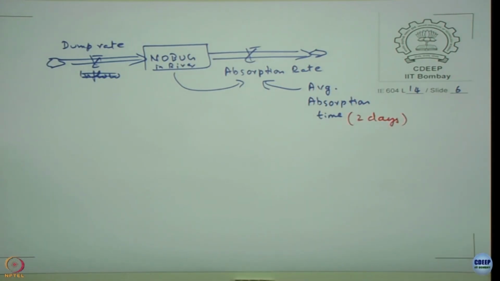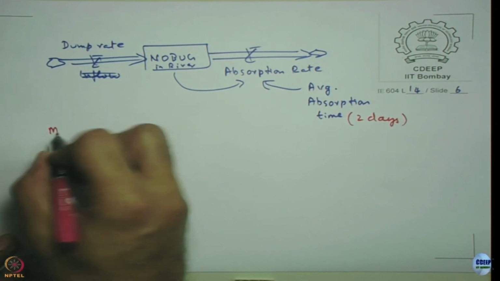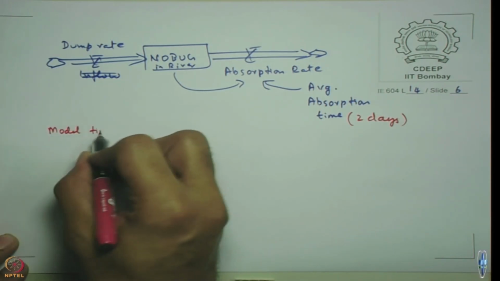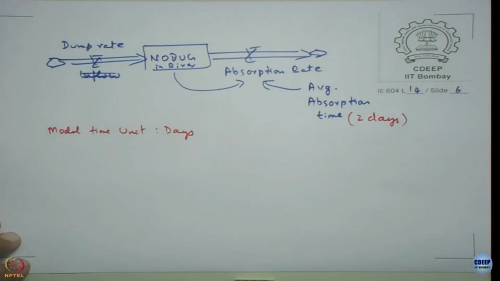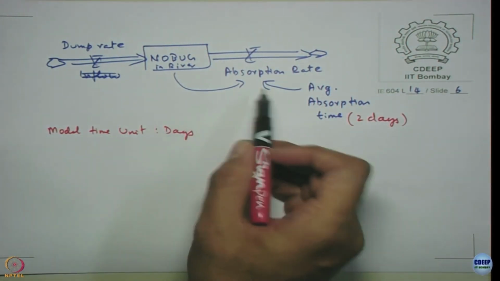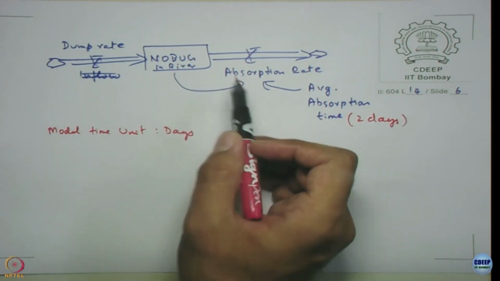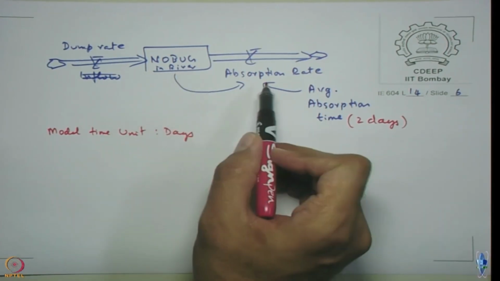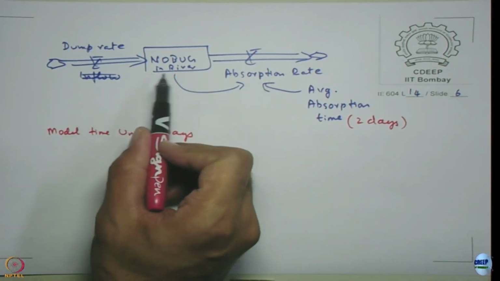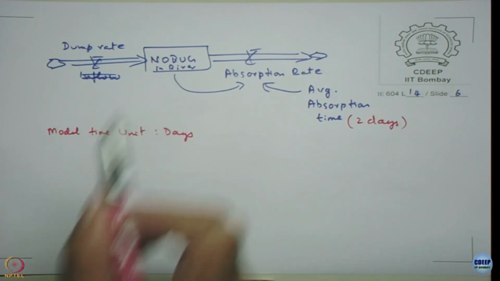right. So, ensure your time unit in your model is selected as days, ensure that. So, absorption rate is nothing but no bug in river divided by absorption time, because it is a rate, stock over time it has to be. So, no bug in river divided by absorption time is what you write here. Initial value you can put as 0 in the stock.